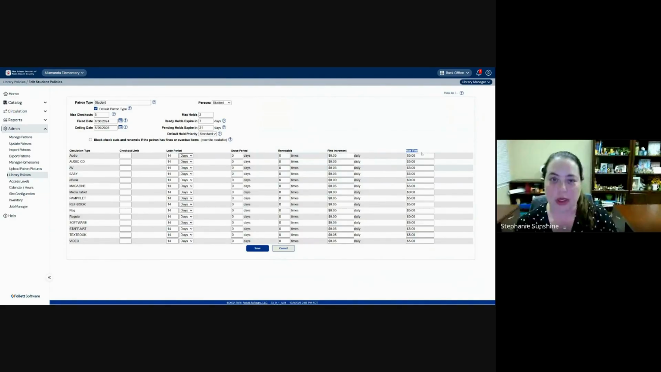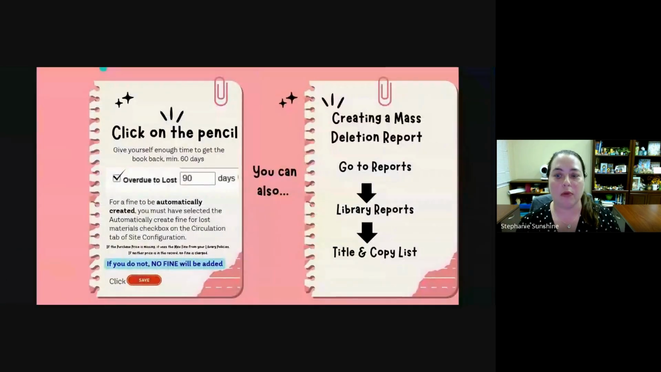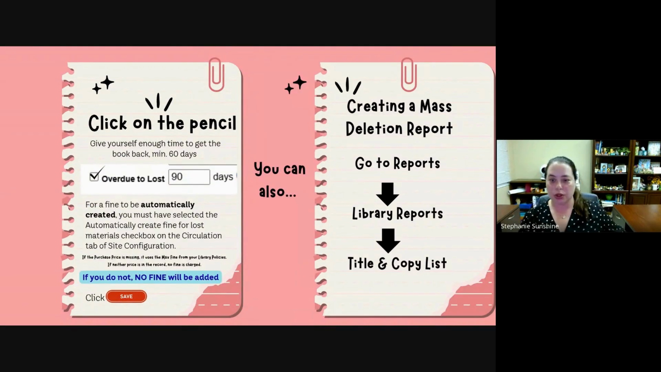Oh, okay. So if the system does not have the price of the book, it's going to give the student the max fine. If there's no max fine amount here and there's no price for the book, it's going to disappear under lost, and the student's not going to get assessed. Got it. If you do not want to set the policy and you don't want to do it automatically, you can do a manual mass deletion.